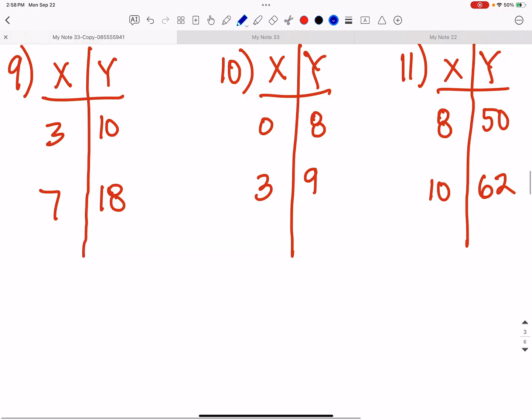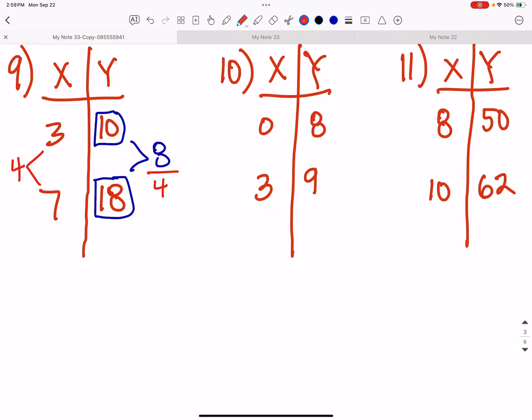All right, let's see. You start with $10 and now you have $18. Good for you. You made $8. But did you do it every day? No. On day 3 to day 7, that's 4 days. So you made $8 in 4 days, which means you make $2 every day. You're a $2 a day worker. Good. Now, if you make $2 every day and you work for 3 days, you should have $6. 2 times 3 is 6.